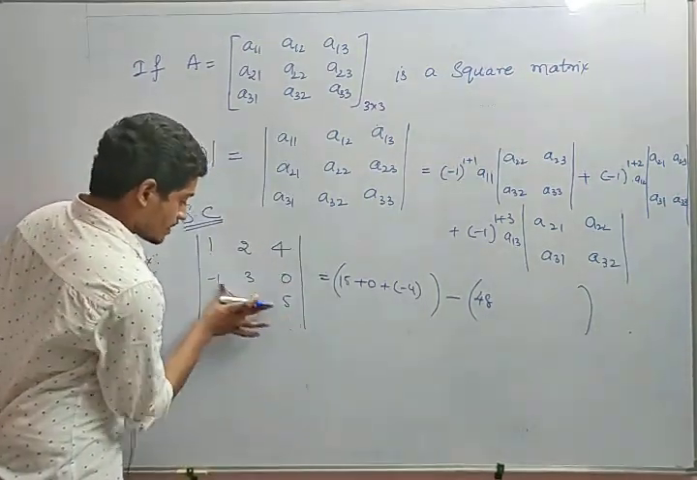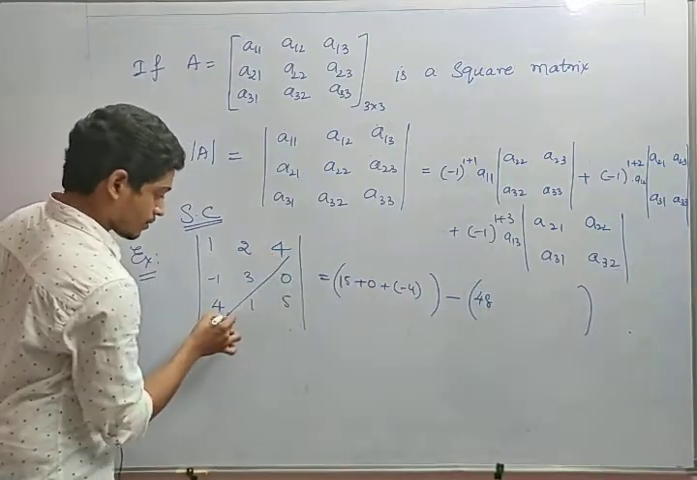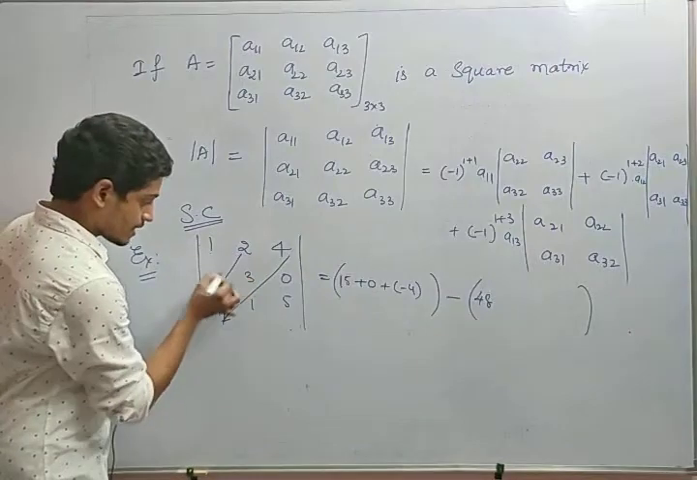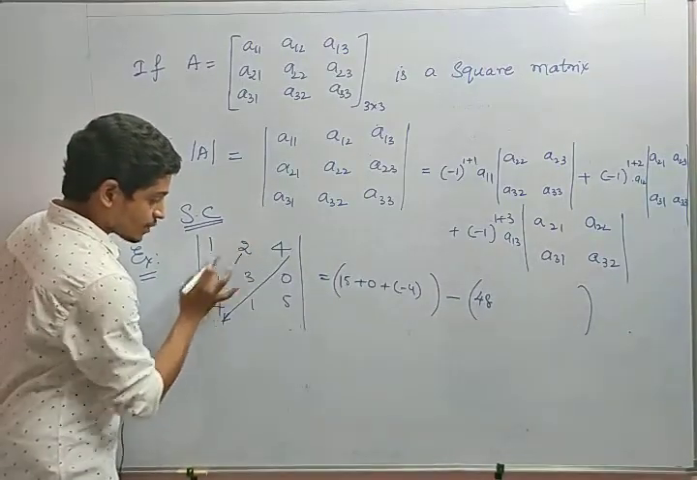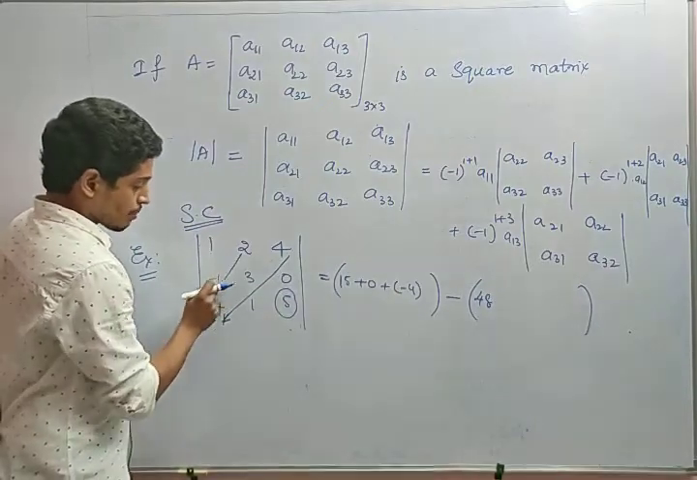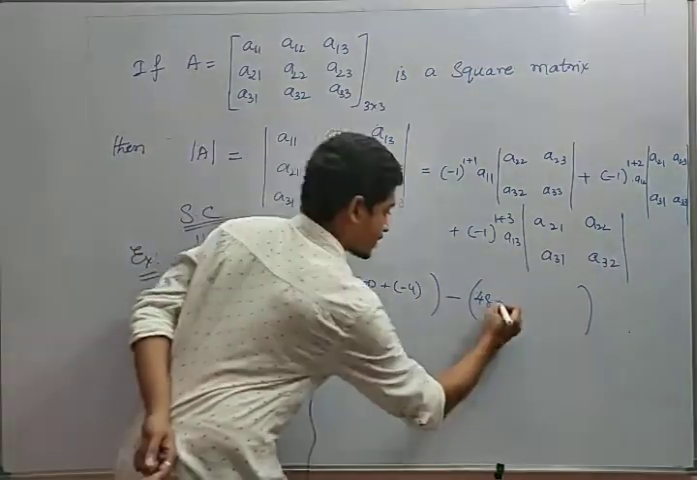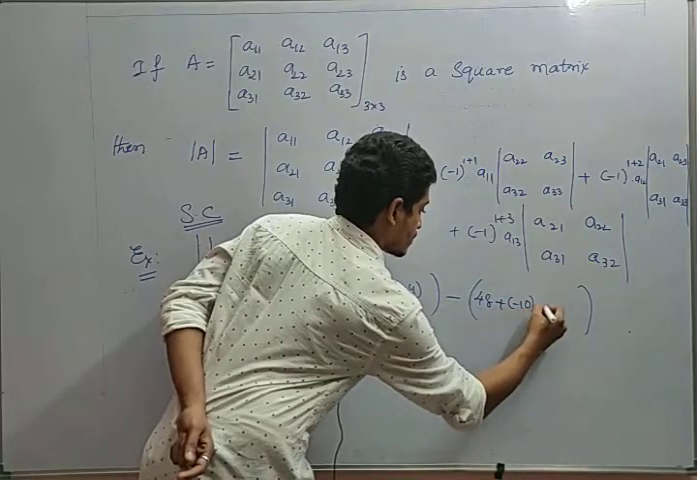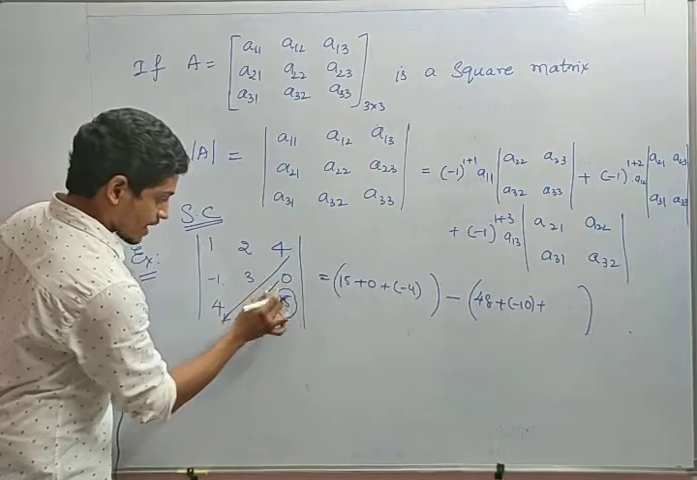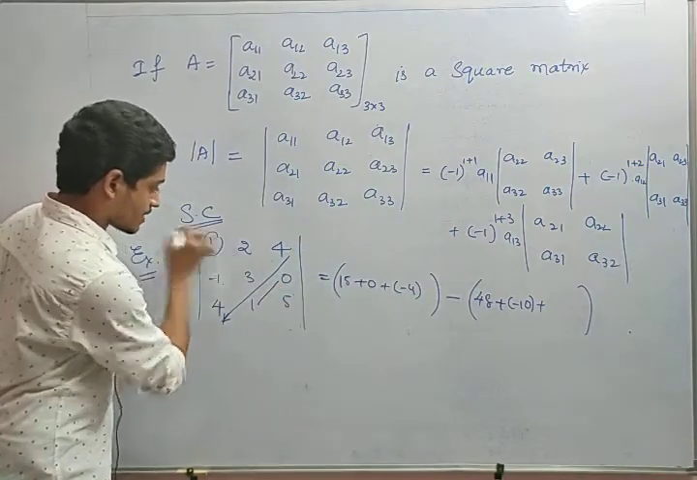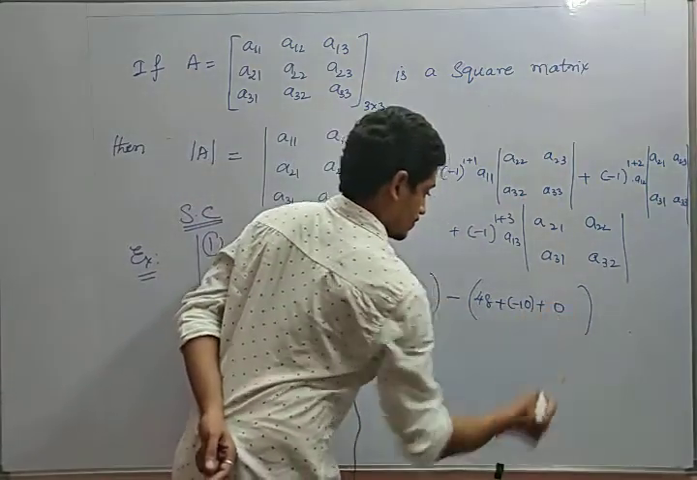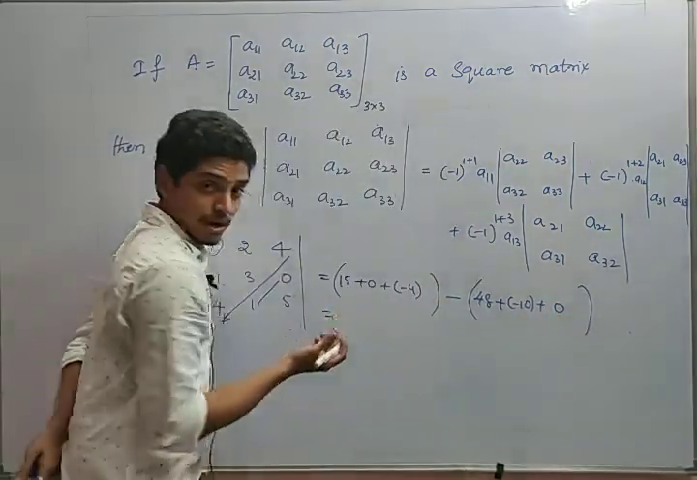Now from this row, come to this row. So 4 3s are 12, 12 4s are 48. We have already written this. Now select these two, which are parallel to this. Once you have selected these two, you have to select this element, which is opposite. So minus 2 into 5, minus 10, right? Plus. Now we have completed this. Next, take these two and select this element. So 0 into 1, how much? 0. Right?